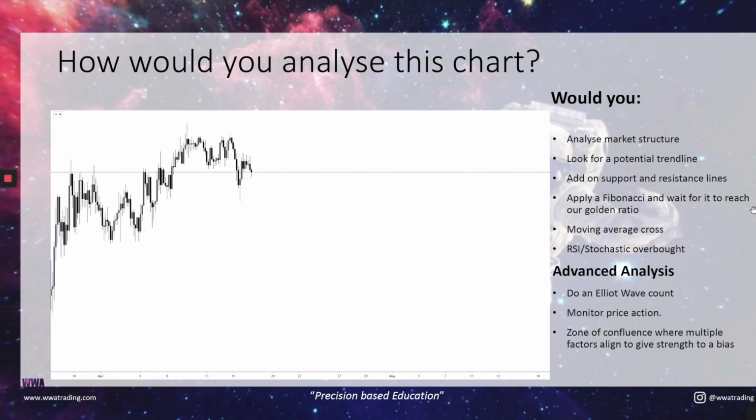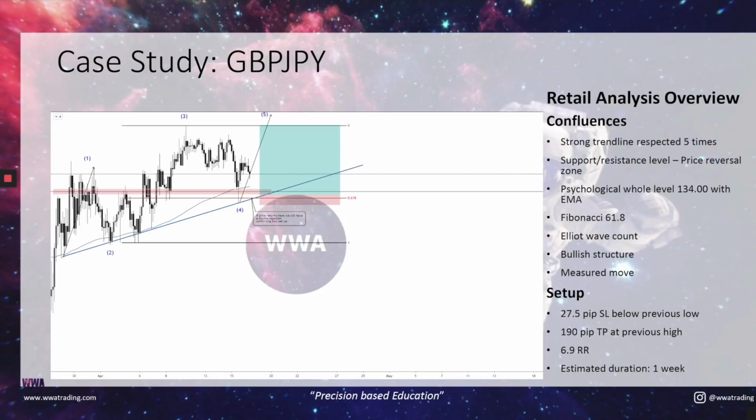You'd probably look at market structure, look for potential trend lines, support and resistance levels, apply a Fibonacci retracement, moving averages, different indicators, etc. And more of an advanced analysis, again, you would look at Elliott wave count, and you would look for a zone of confluence where multiple factors line up. So this is a very typical piece of retail analysis where we have a major support level, we have our 61.8 retracement, we have a bullish market, and we have our Elliott wave count. So our zone of confluence becomes over here where we would look to execute upon buys.